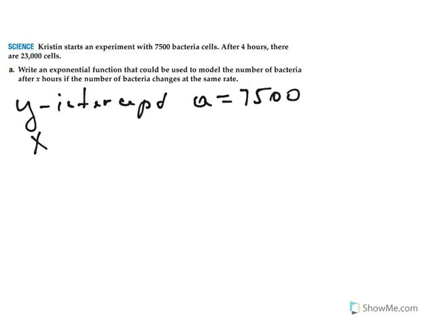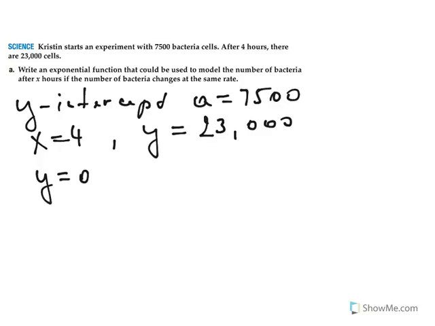Now when x equals 4, the number of bacteria cells, y, is going to be 23,000 bacteria. Now we have to write an exponential function that could be used to model the number of bacteria. And we know that the formula for an exponential function is y equals a times b to the power of x, where a represents the initial value, y represents the final value, b represents the factor of growth or decay, and x in this case is the time.